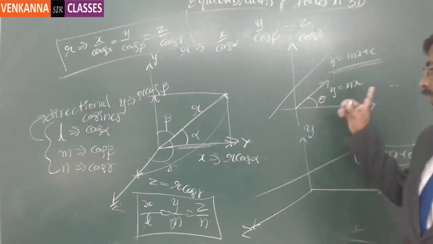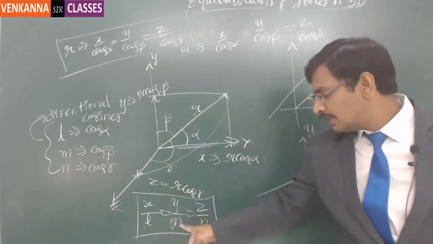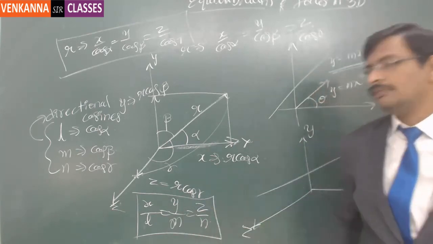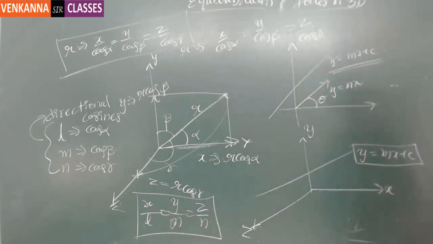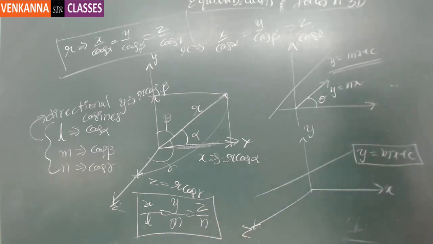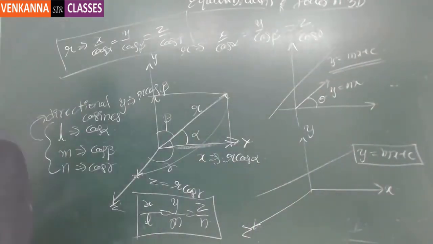So y is equal to mx is equivalent to x by L is equal to y by M is equal to z by N. So both are one and the same. This is in case of 2D, and this is in case of 3D. Done? Noted?